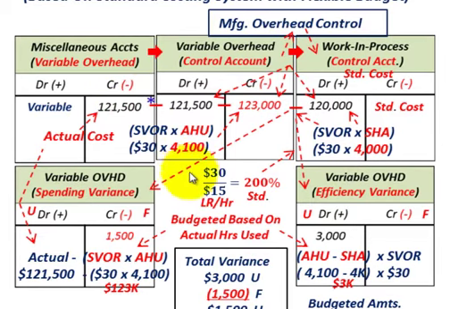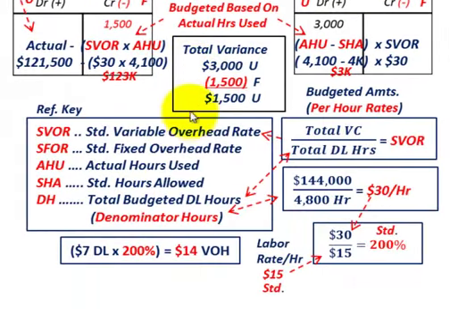Okay, so before we get into our calculations, let's go down and look at our reference key. So for our problem here, and I've got it marked in red, SVOR is our standard variable overhead rate. SFOR would be the standard fixed overhead rate. We're not going to deal with it in this problem. And then AHU is the actual hours used. SHA, standard hours allowed. DH, those are the total budgeted direct labor hours for this monthly period that we're looking at.